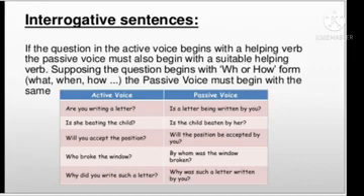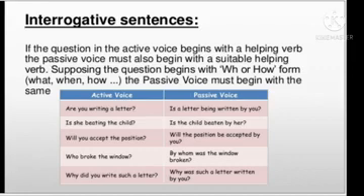Then we can focus on the WH question words. Till now I was explaining about the auxiliary questions. Now we can focus on the WH question words. Who broke the window? So whenever we are having the WH question words, we have to keep the same question word in the passive voice also. So the answer will be, by whom was the window broken?